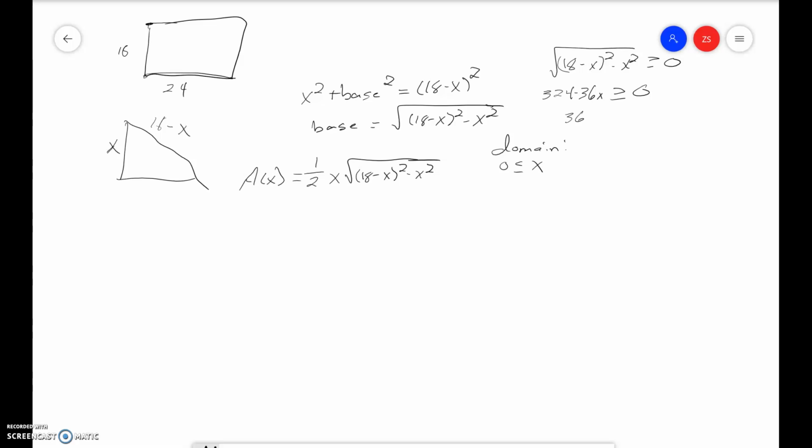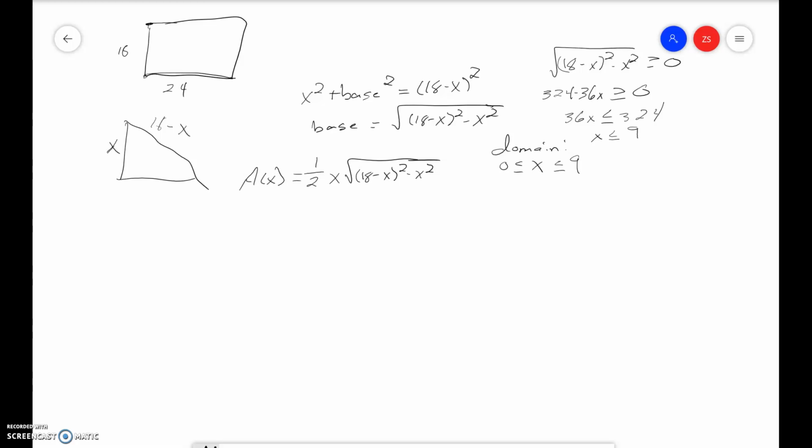All right. Now we can move the 36x over, so we're going to have 36x is less than or equal to 324. Divide by 36, and we're left with 324 divided by 36 is 9. So we know that x has to be in between 0 and 9 for this area function to work. Otherwise, it'll be undefined.